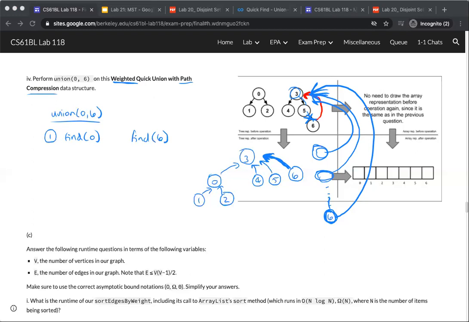And so with this new tree forest, okay, what is our array representation going to be? Well, 0 is going to have its parent be 3 now, 1 and 2 are 0, and then 4, 5, and 6 are all 3. And 3 is now going to have -7 as usual.